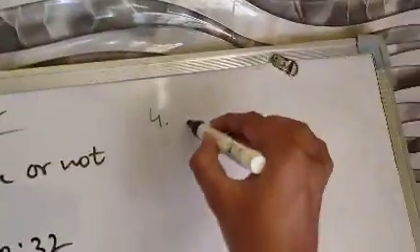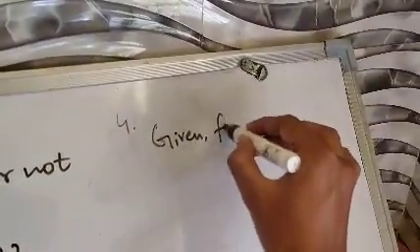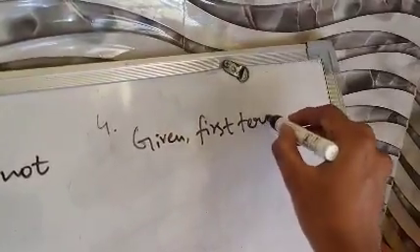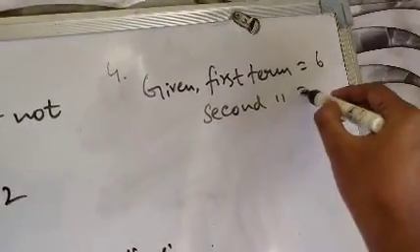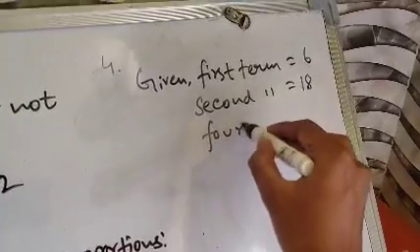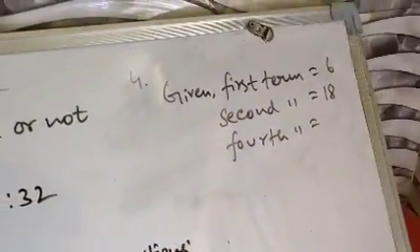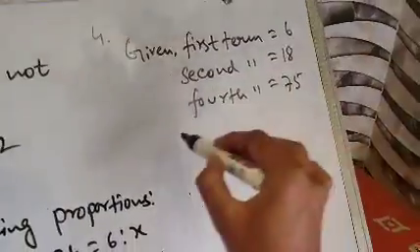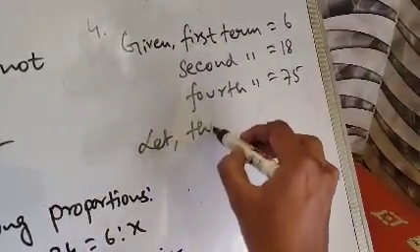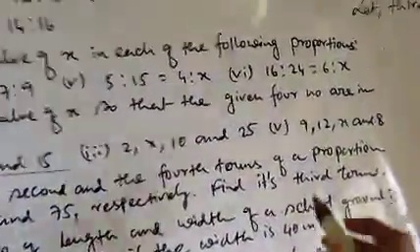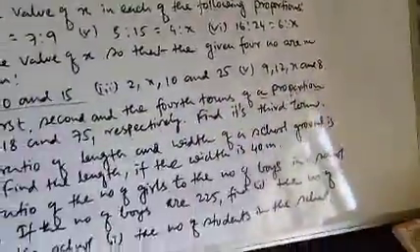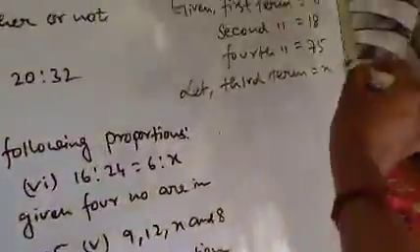So given first term equal to 6, second term equal to 18, and fourth term equal to 75. We have to find out the third term. So let the third term be x. And these four terms will be in proportion. So we have to find out the third term, that means we have to find out x.